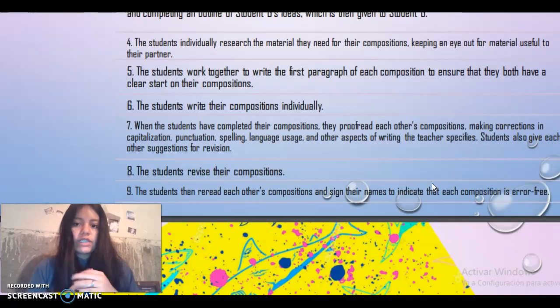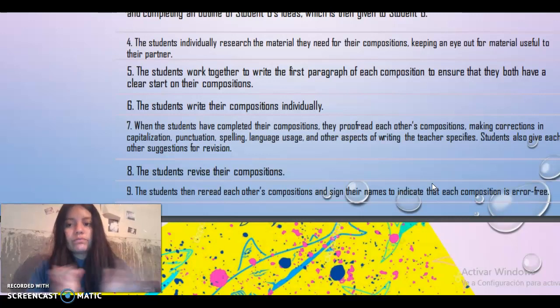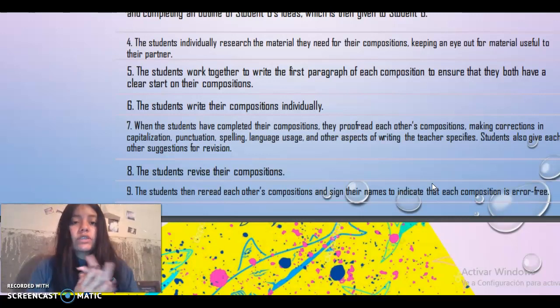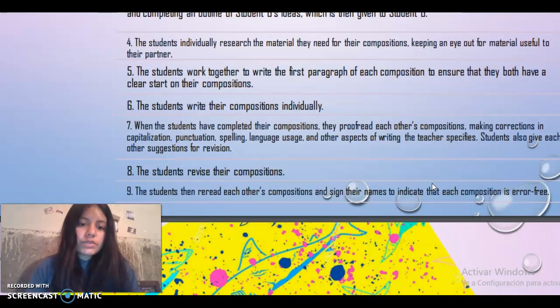They proofread each other's compositions. They have to make one or two reads to make sure that everything, such as capitalization, punctuation, spelling, language usage, and other aspects of the writing, is very specific and good. So students can give some suggestions after the revision.